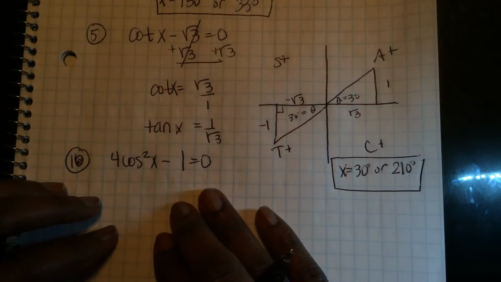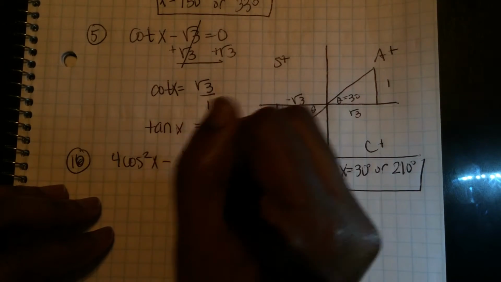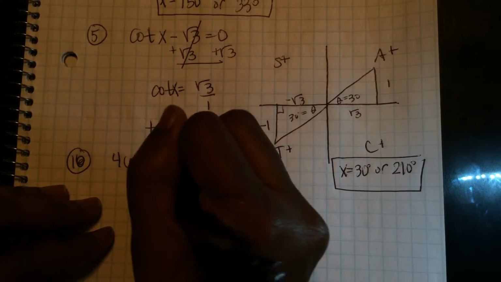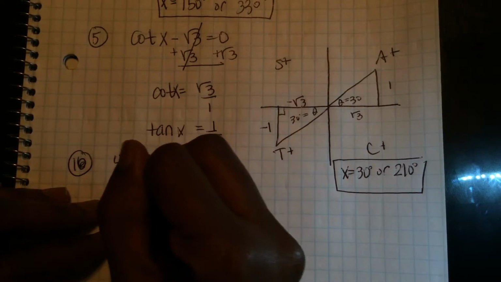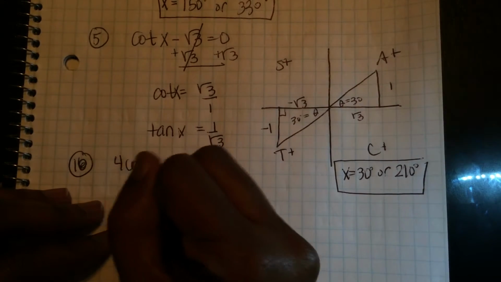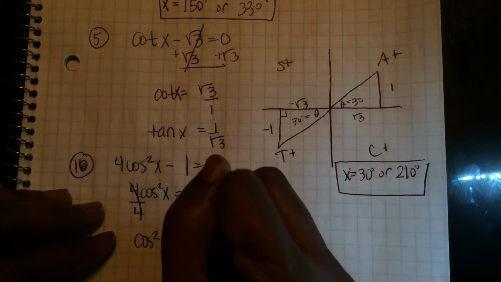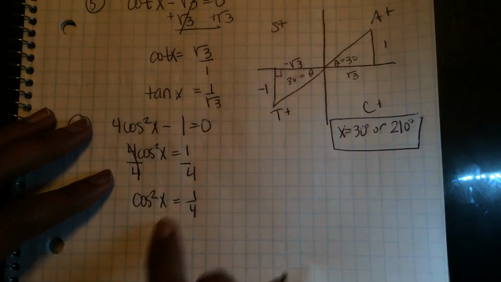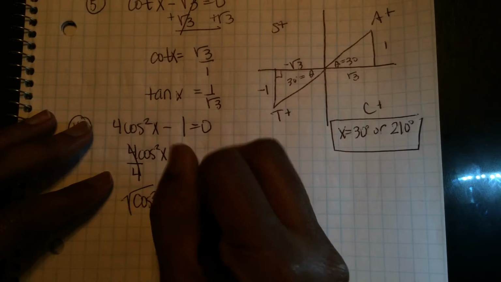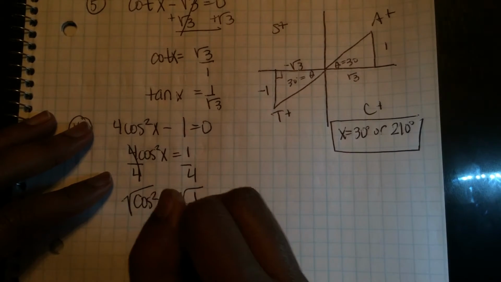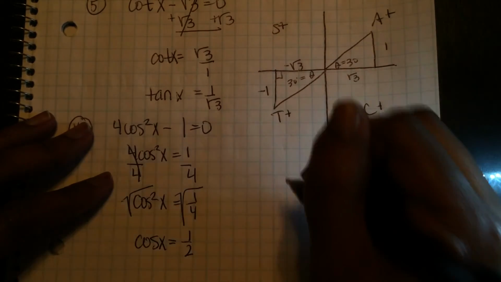So my last example I'm going to do, cosine squared. First I add 1. Then I divide by 4. Cosine squared x equals 1/4. Well, I'm not familiar with cosine squared, so I'm going to take the square root of both sides. Cosine x is positive 1/2.